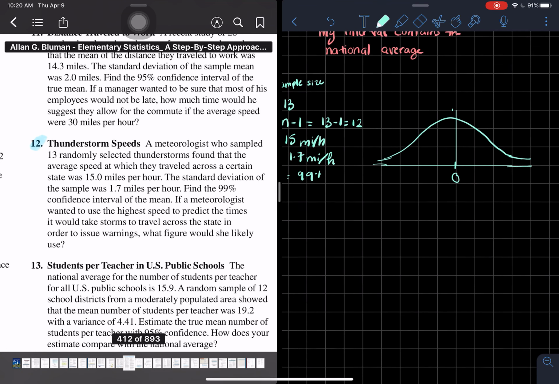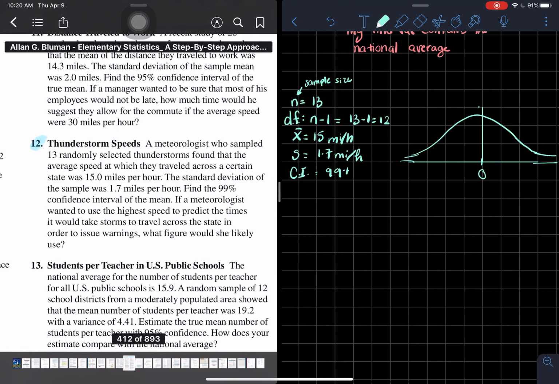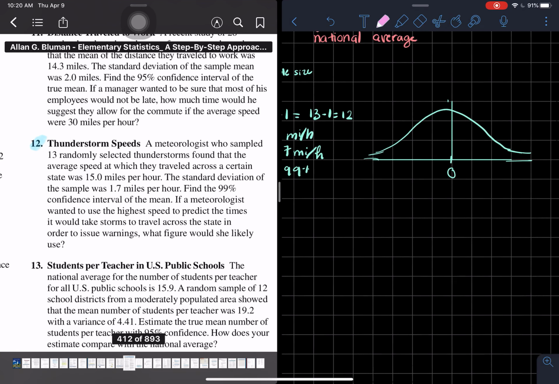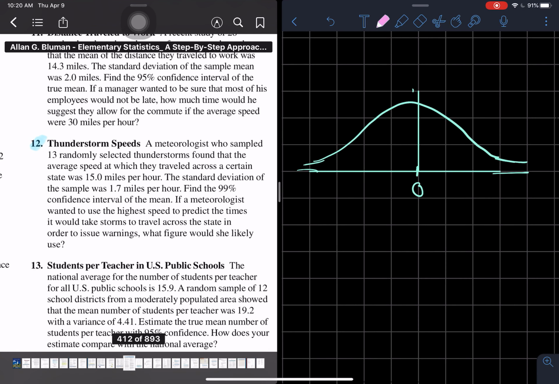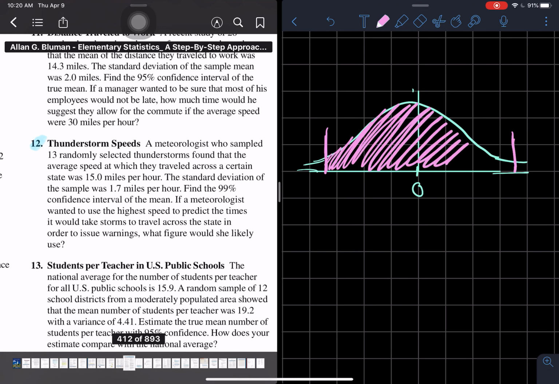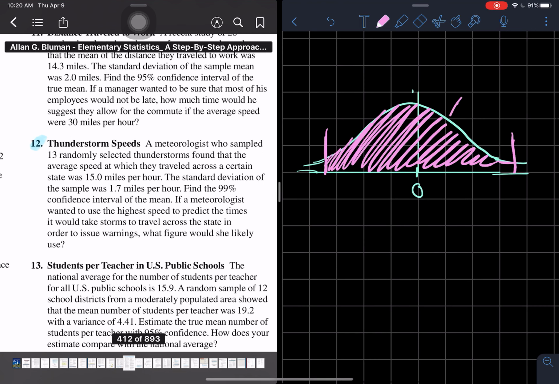Okay, so that's good. When it says I have 99% confidence interval, that means that I am 99% sure that my data is going to be somewhere between here and here. Between these two values. It's two values that we're going to calculate later. But I am 99% certain that my data value is going to be here.